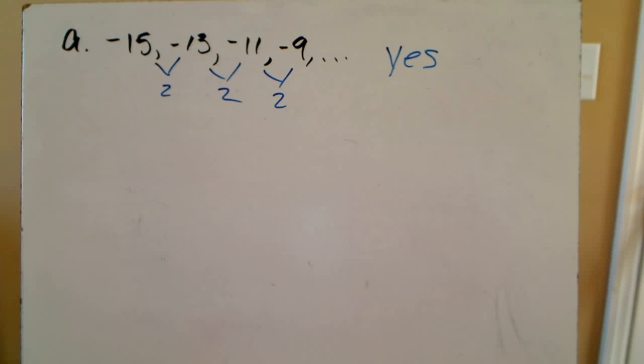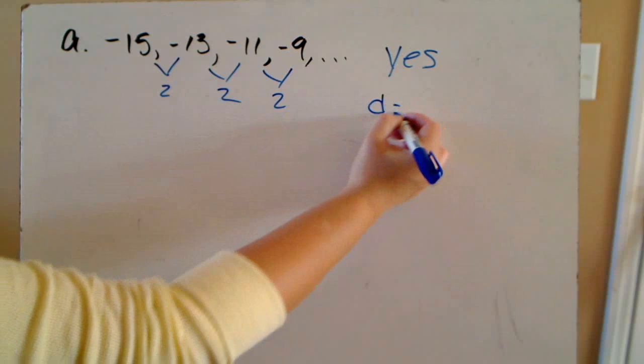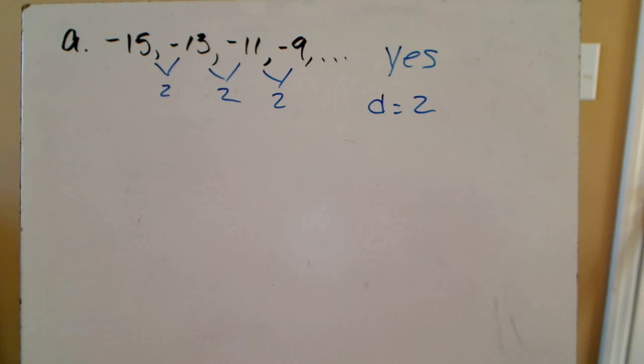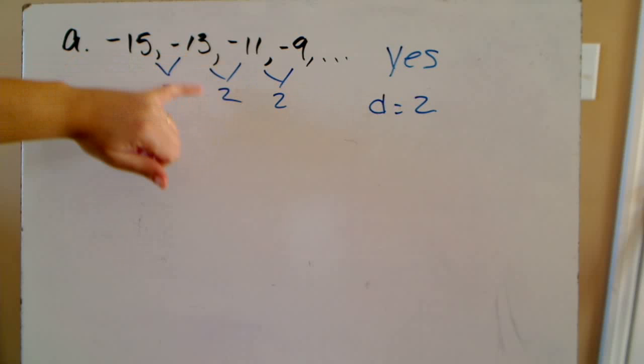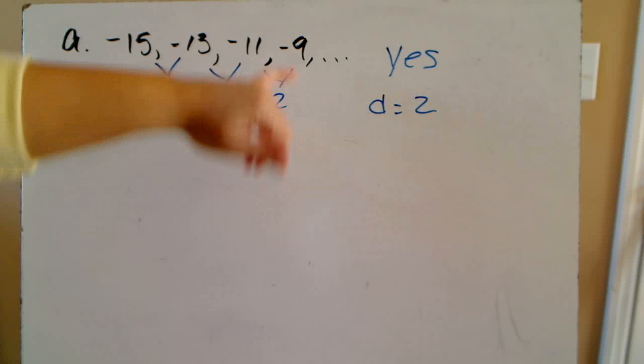And if we go back to the vocabulary, the common difference is the number that's the difference between each term. So in this case, d is actually positive 2, because I could say negative 15 plus 2 is negative 13, plus 2 is negative 11, plus 2 is negative 9, and so on.